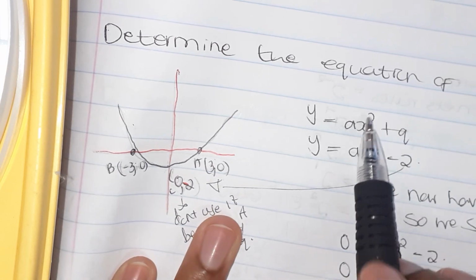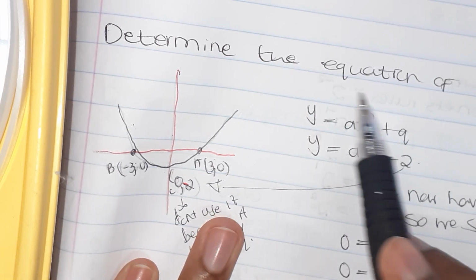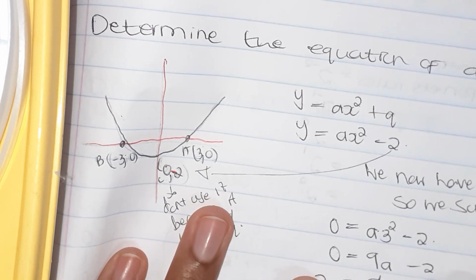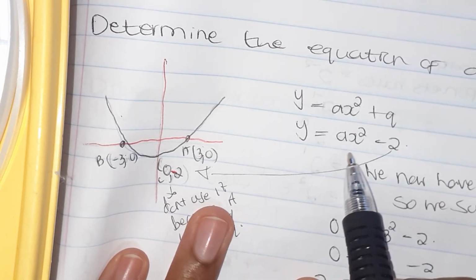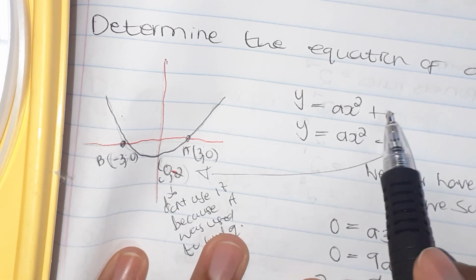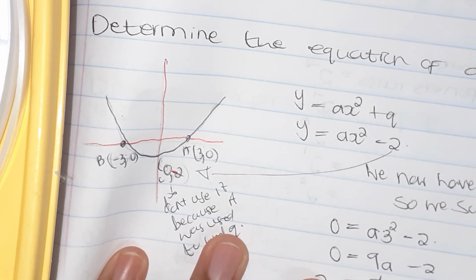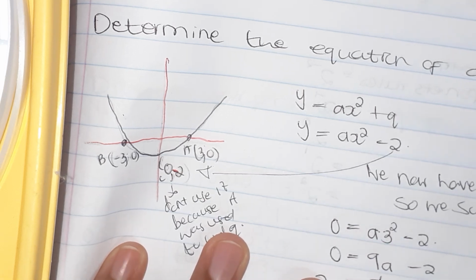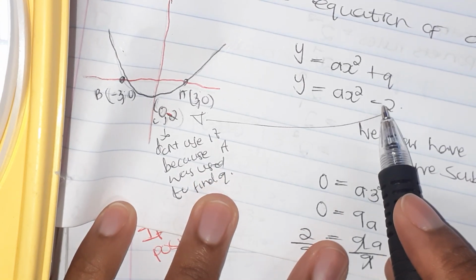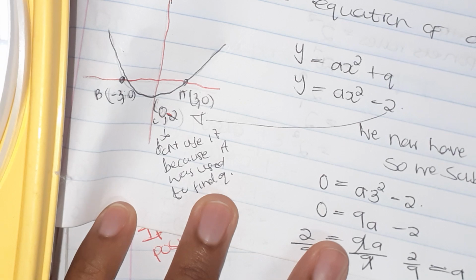Now we are given this graph, and we have to determine the equation of that parabola. Now this negative 2 that is here, we write it, it represents the q. Just as I have explained, q means that the graph has gone down or up. If it's negative, it has gone down. If it's positive, it has gone up.